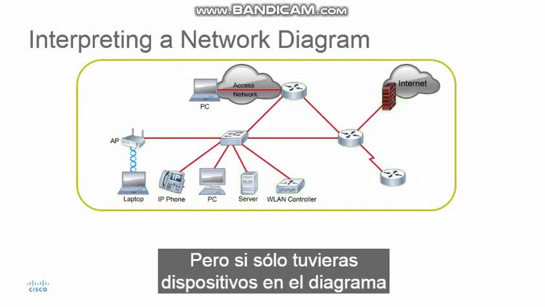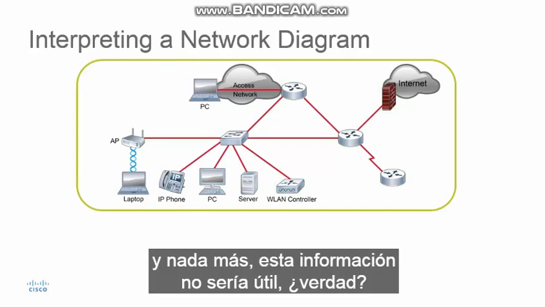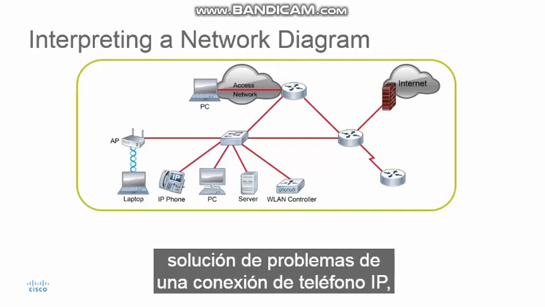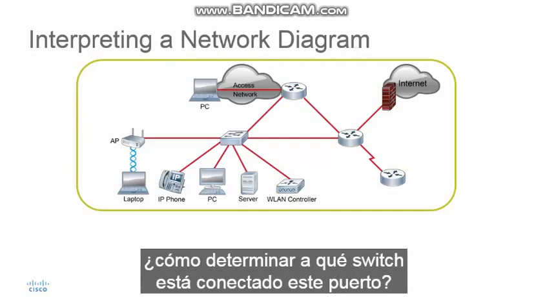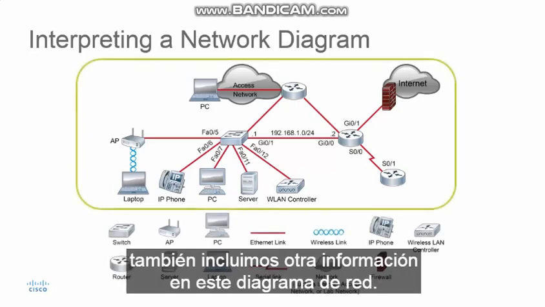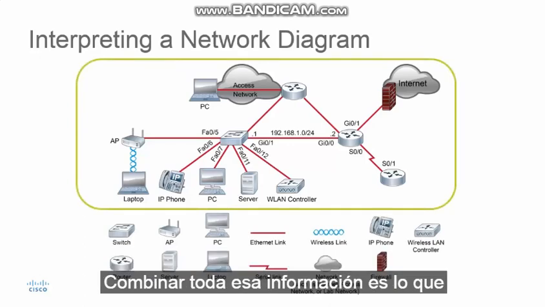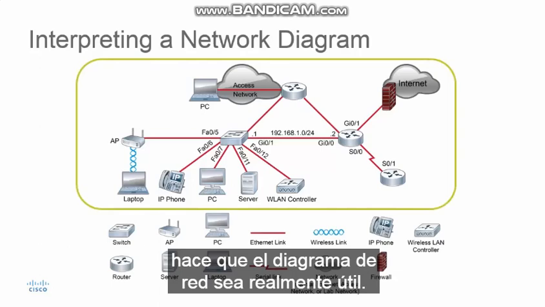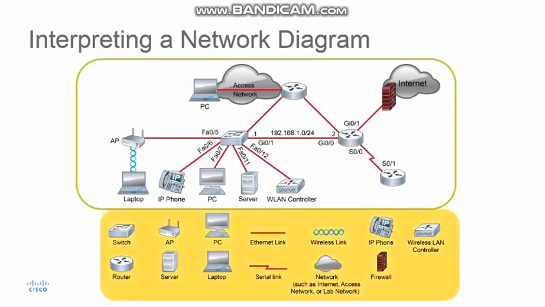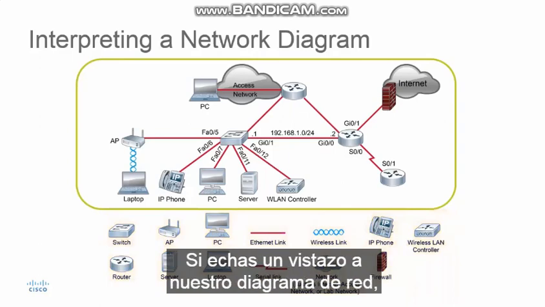But if you had only devices on the diagram and nothing else, this information wouldn't be useful, right? If we go back to our previous example of troubleshooting an IP phone connection, how would you determine to which switch this port is connected to? For this reason, besides devices, we also include other information on this network diagram. Combining all that information is what makes the network diagram really useful. So it's common to identify the interconnections between devices along with the interface identification.